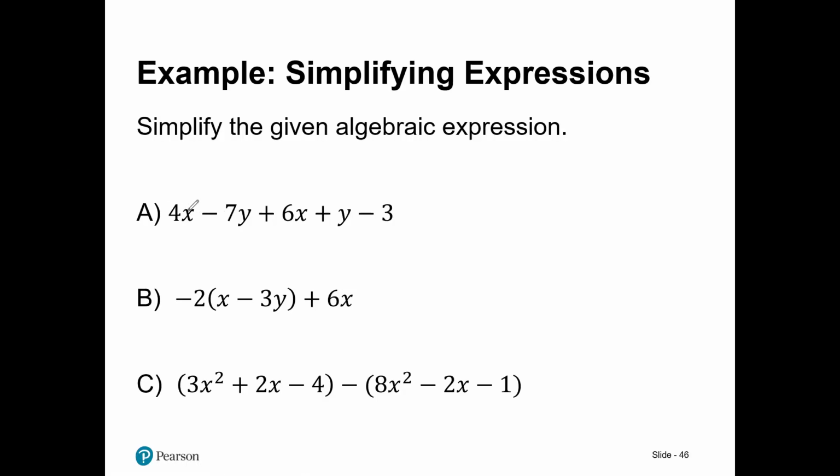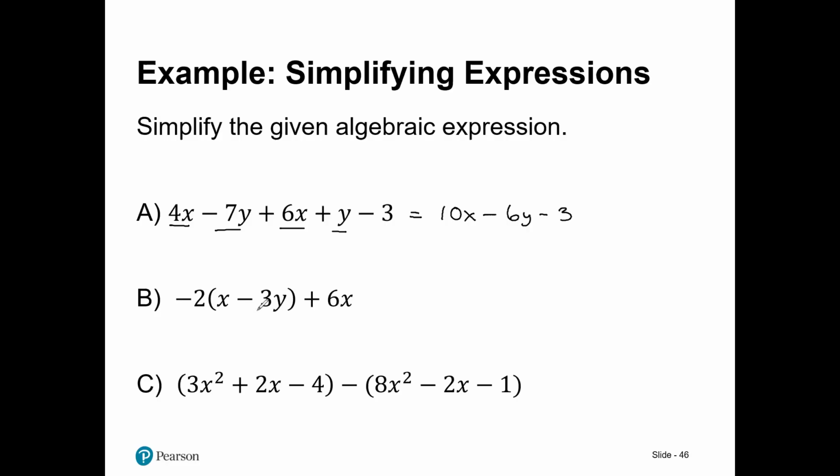So my first one here, I have 4x minus 7y plus 6x plus y plus or minus 3. If I'm looking for like terms, we have 4x and we have 6x, so combined we have 10x. I have a minus 7y plus a y put together. That is a minus 6y, right? Because I'm just adding up how many y's I have. And then the constant doesn't have a friend, so it just stays there. So that is simplified because I put like terms together and I didn't have any parentheses to worry about.